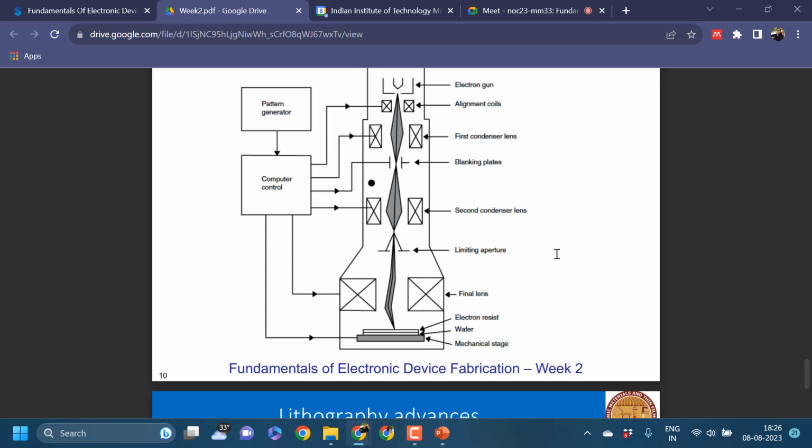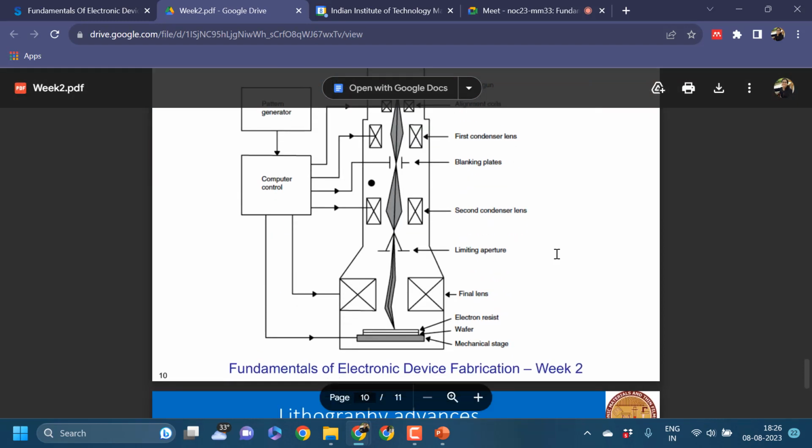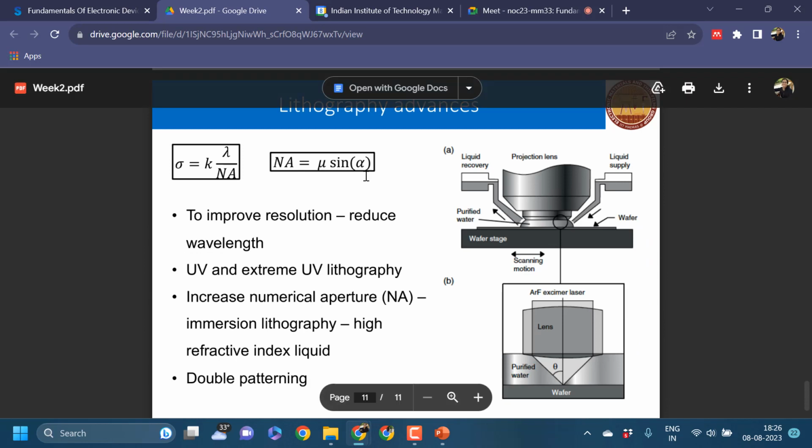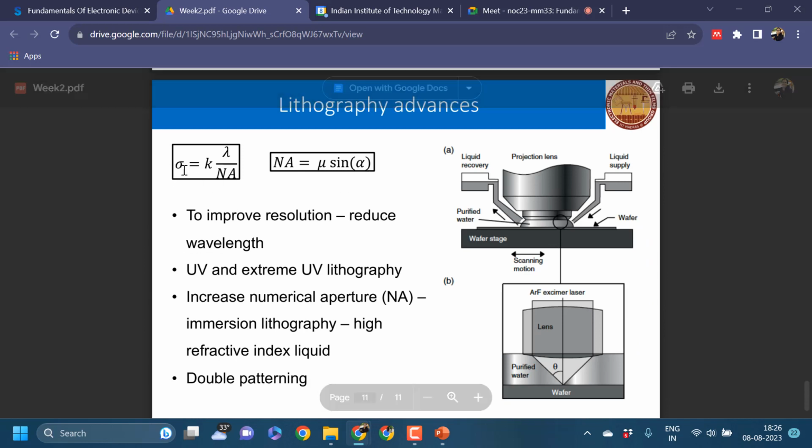So instead of using a light exposure or using a hard mask for transferring the circuit, here the pattern will be done using a focused beam of electrons, and it will be done on top of an electron sensitive film. So here the resist will be electron sensitive. That is the case of electron beam lithography. And in lithography, here sigma is the feature size.